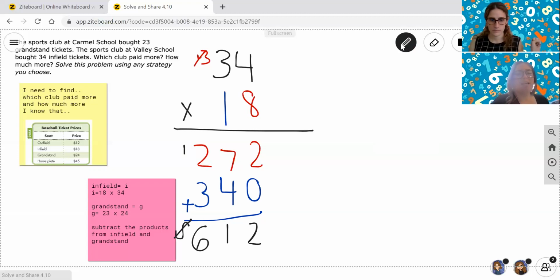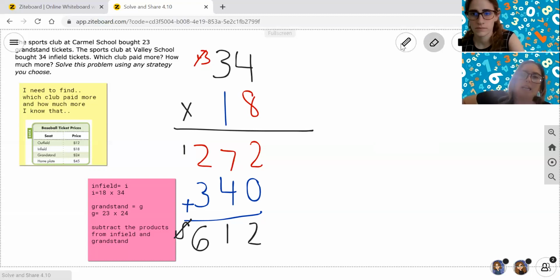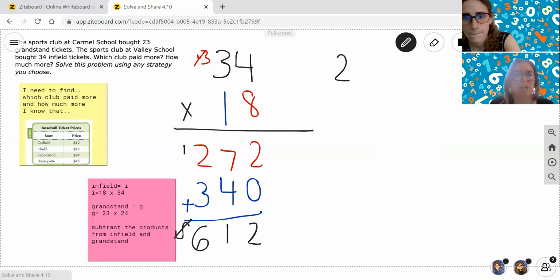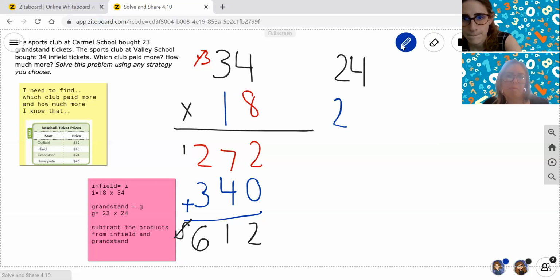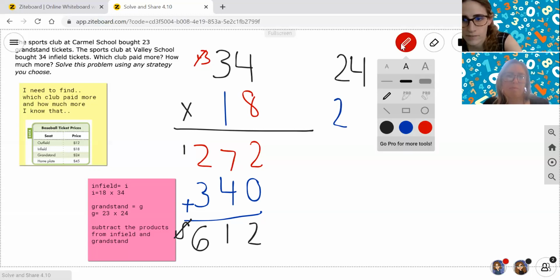Okay. Next, we need to find how much money the Carmel School spent on 23 grandstand tickets. So our next equation is going to be 24 times 23. Just setting that right up. Looks good.